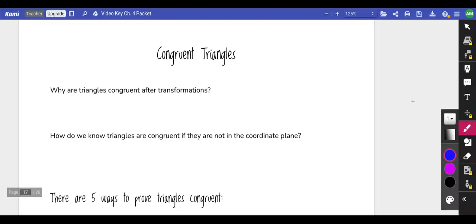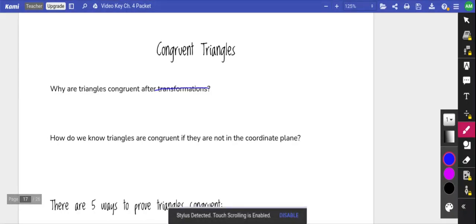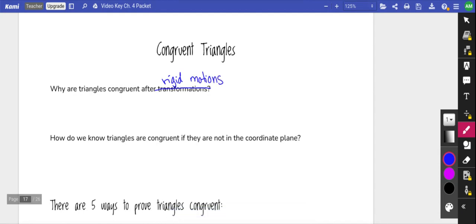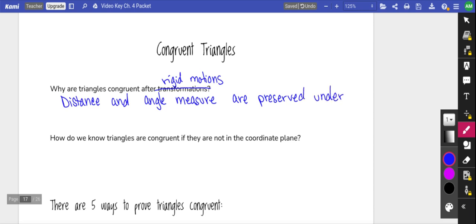Hello, today we're going to talk about congruent triangles. Now, the first thing that we're going to talk about when we talk about congruent triangles is why are triangles congruent after certain transformations? It shouldn't say any, but after rigid motions. So why are they congruent after rigid motions? They're congruent because the distance between points and the angle measure between those points are preserved under rigid motions.